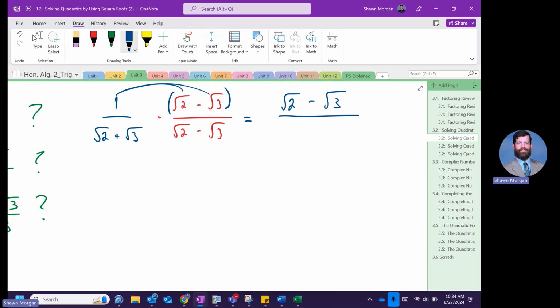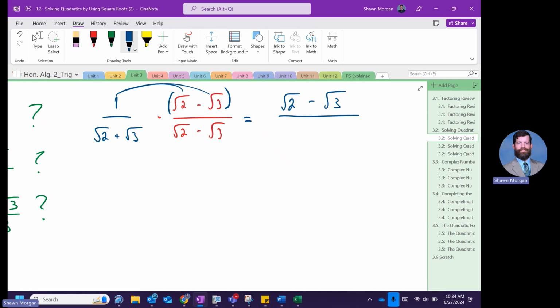Should I FOIL that? Trick question. I shouldn't FOIL it. Why? Because they are conjugates. Good. So what's square root of 2 times square root of 2?